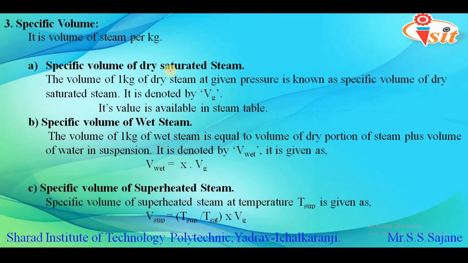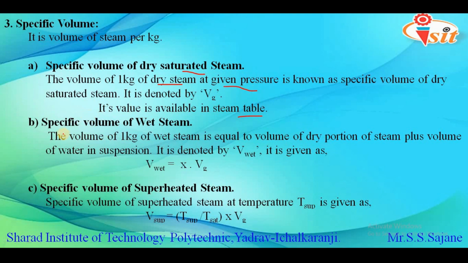The first point is the specific volume of dry saturated steam. It is simply defined as the volume of 1 kg of dry steam at a given pressure. This is denoted by V_g, and we can easily get this value of specific volume from the steam table. So there is no formula for calculation regarding this part.